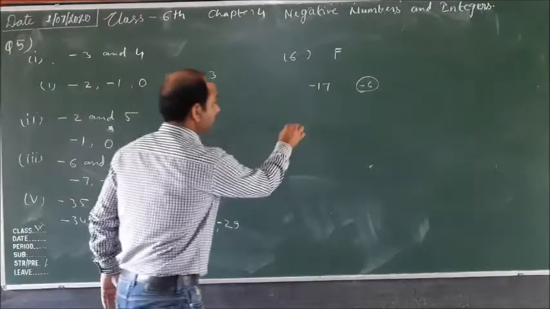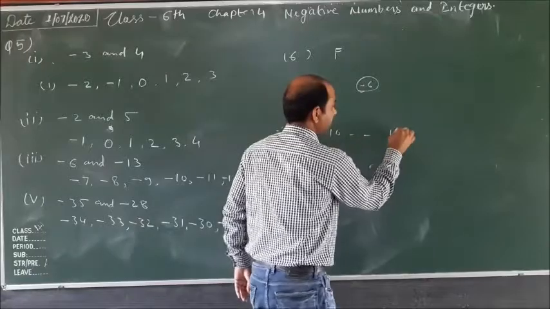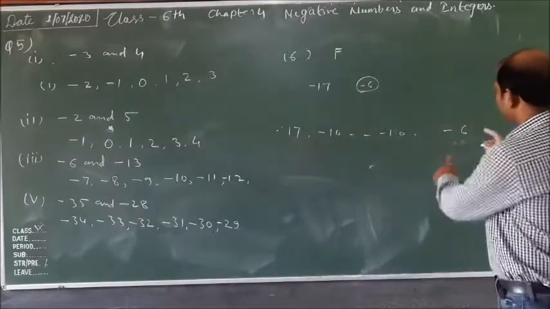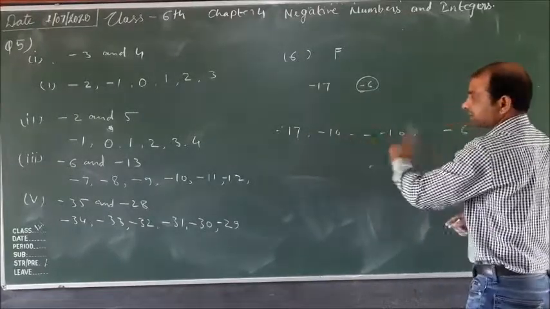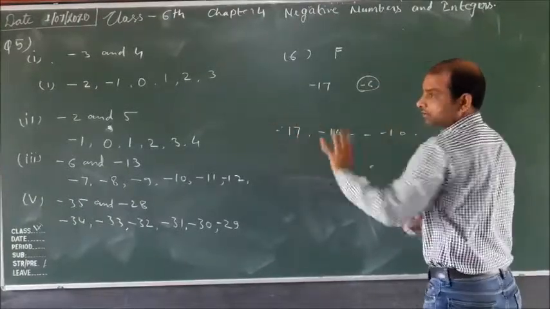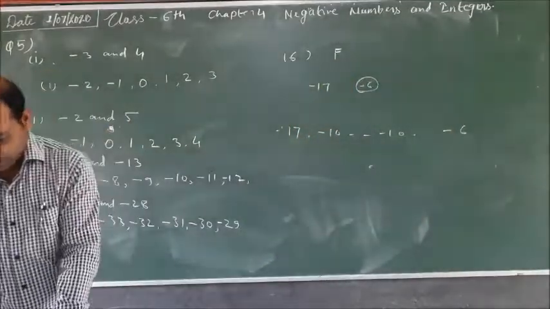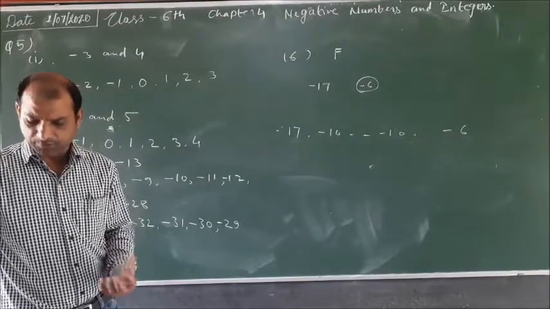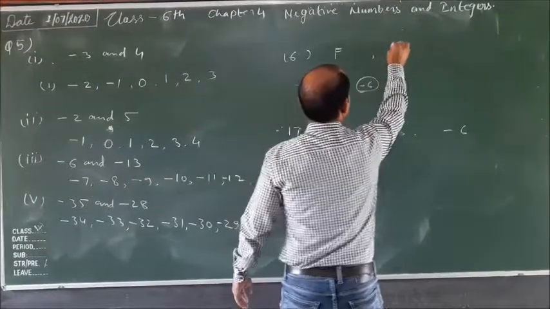So first here minus 17, minus 16, then minus 10, then minus 6. So minus 6 is here and minus 17 is here, written on the left side. So minus 17 is smaller than minus 6. Question number three: a positive integer is always greater than its opposite. Yes, true. Second is false.